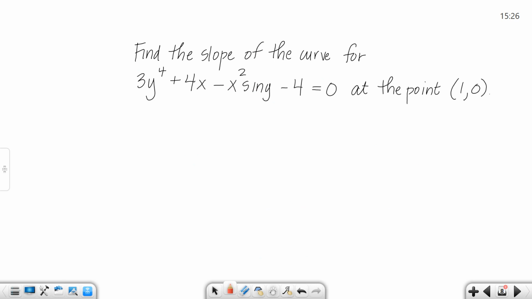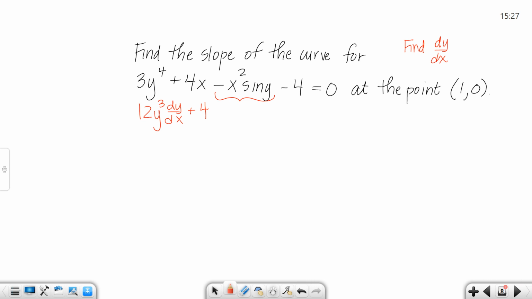They also ask you to find the slope of the curve. Okay, the slope is the same thing as the derivative, so the derivative is the same thing as dy dx. So basically for this particular expression, they're asking you to find dy dx. Now most of it's going to be pretty easy except for this middle guy right here. So the derivative of 3y to the fourth would be 12y cubed. It had a y, so that's a dy dx part. The derivative of 4x is 4.